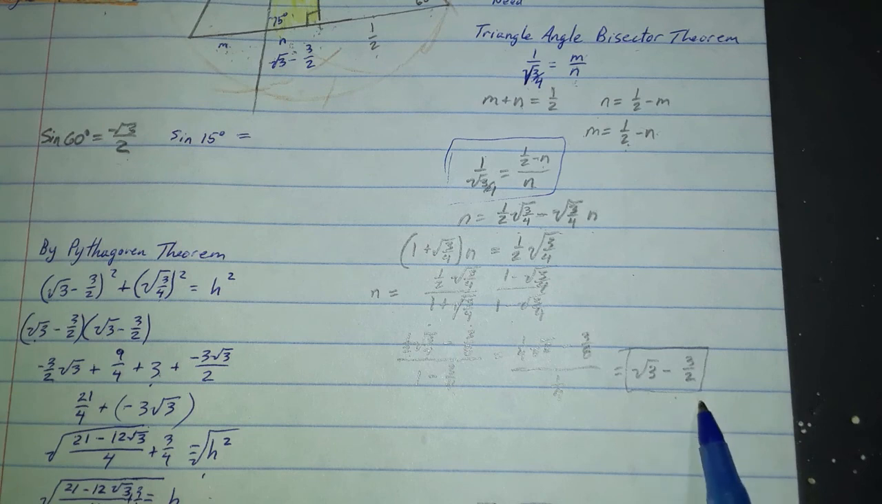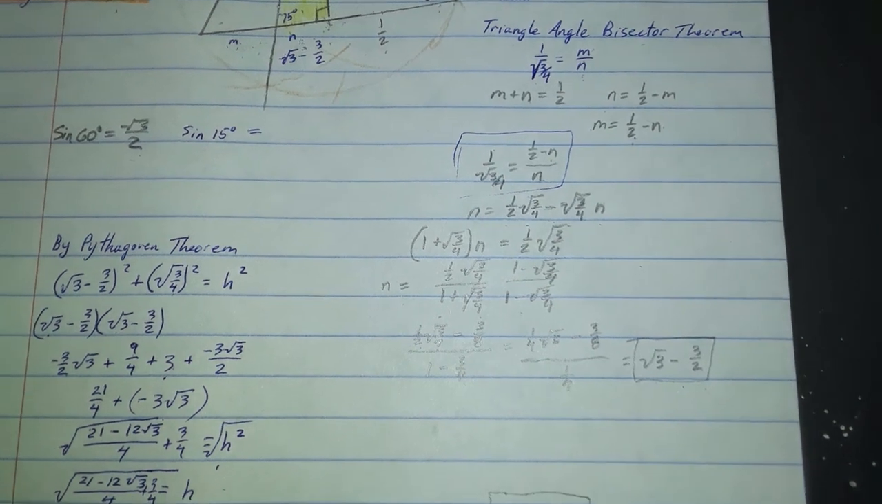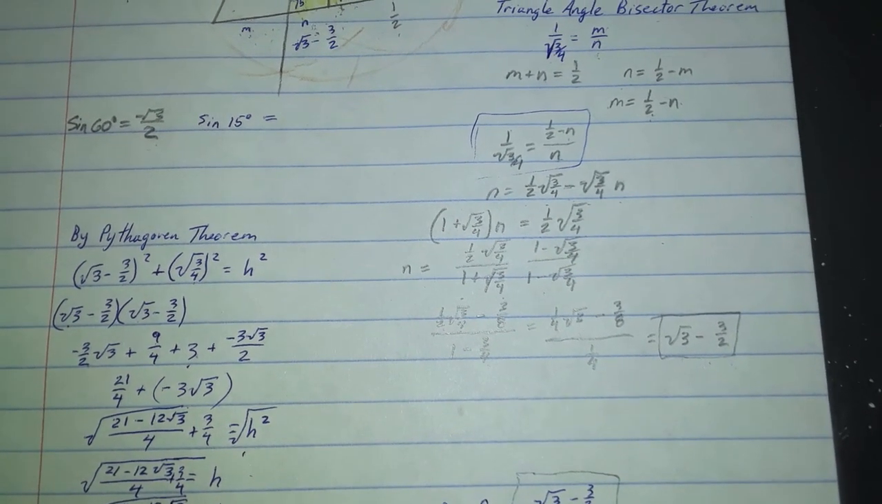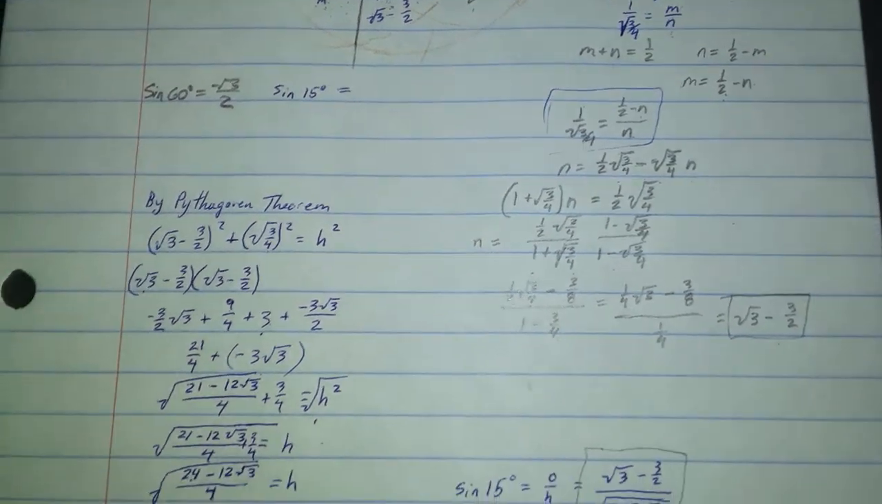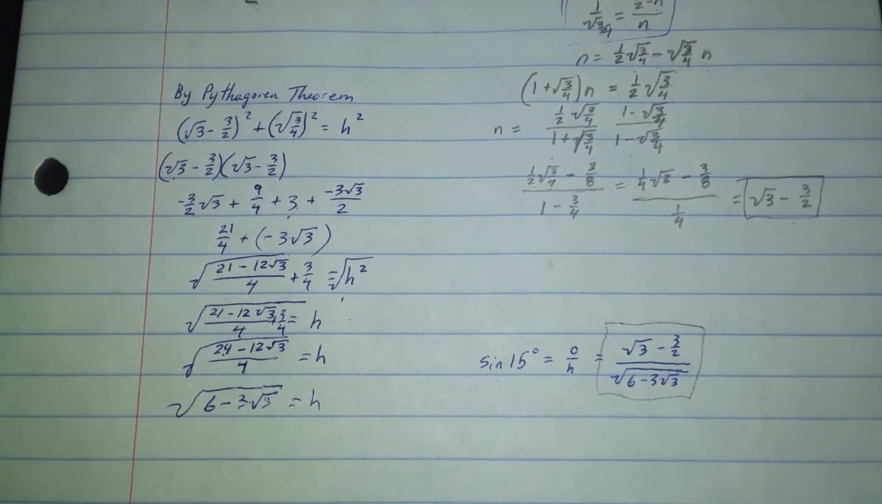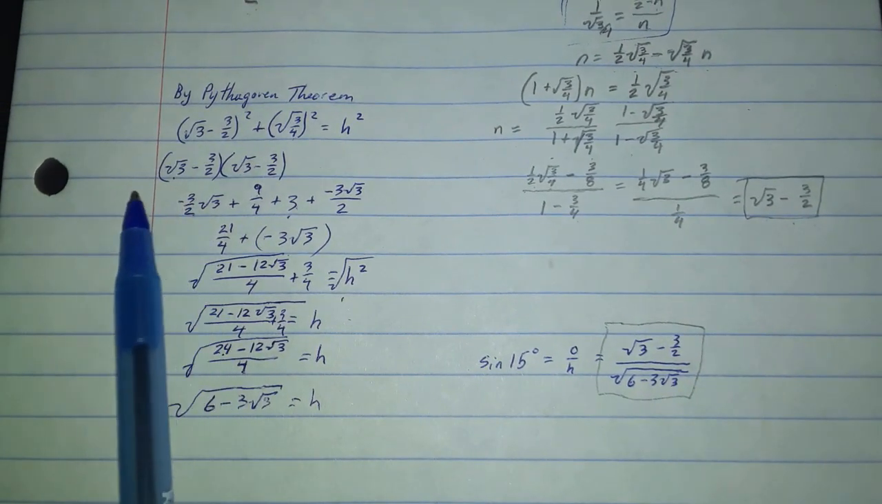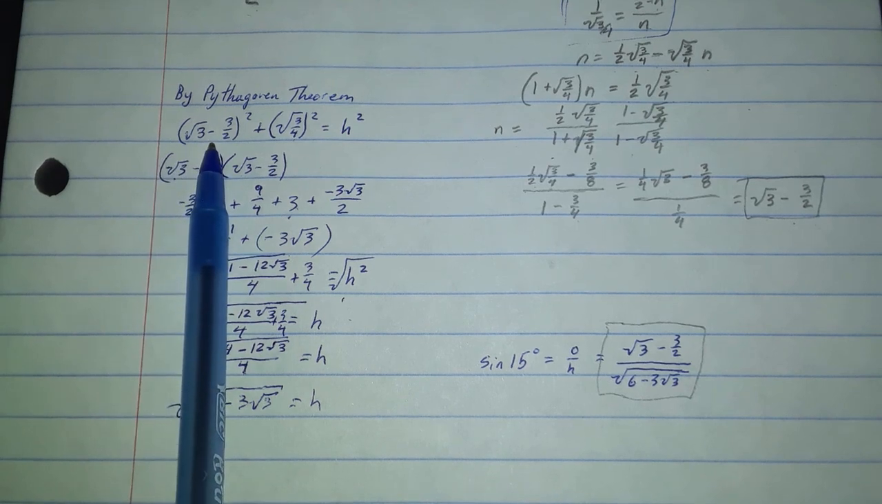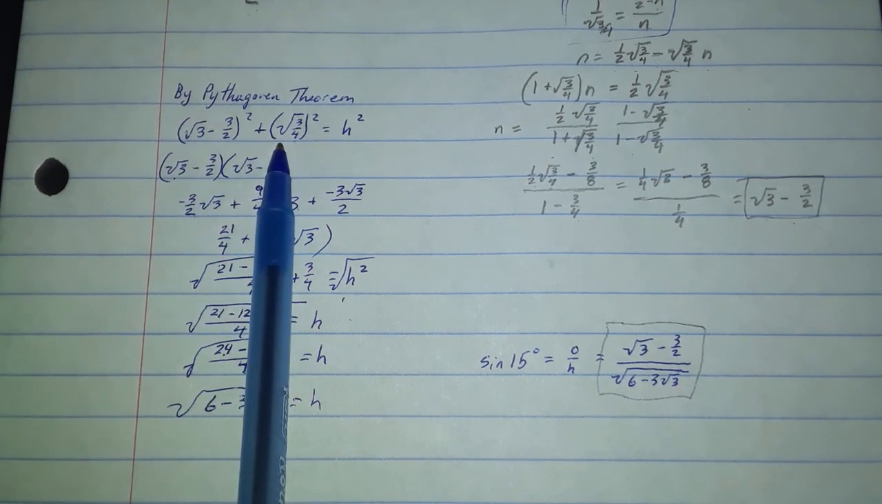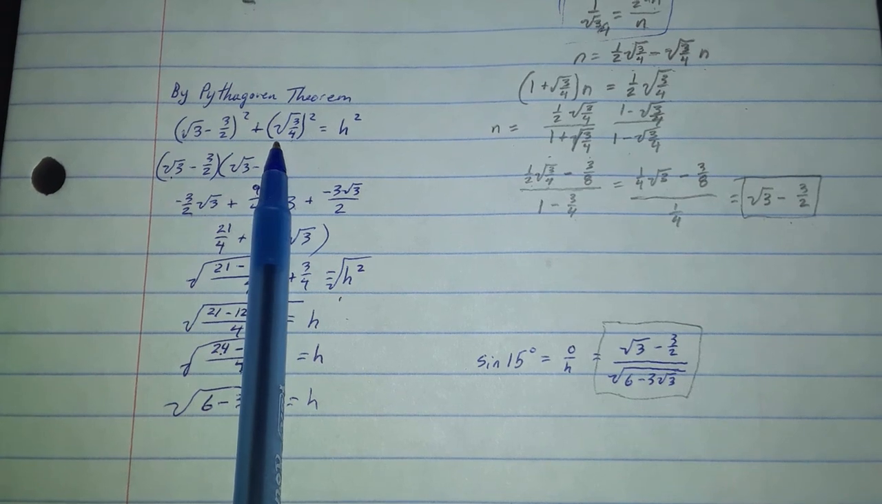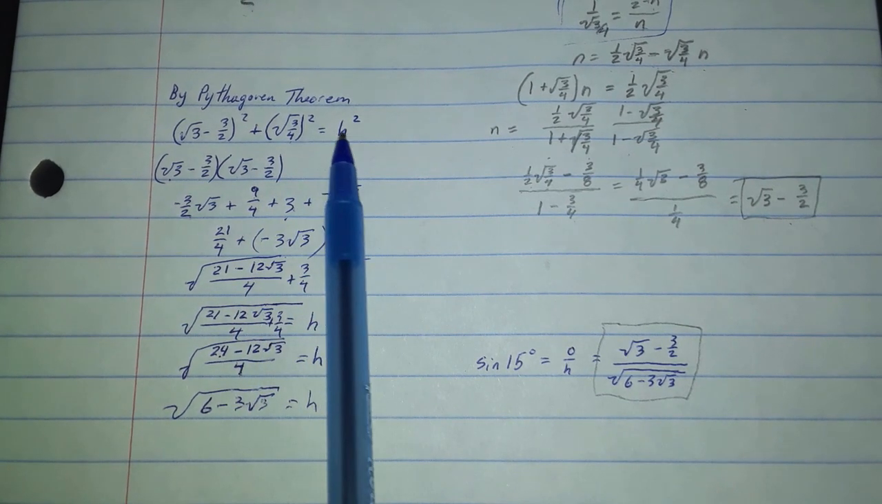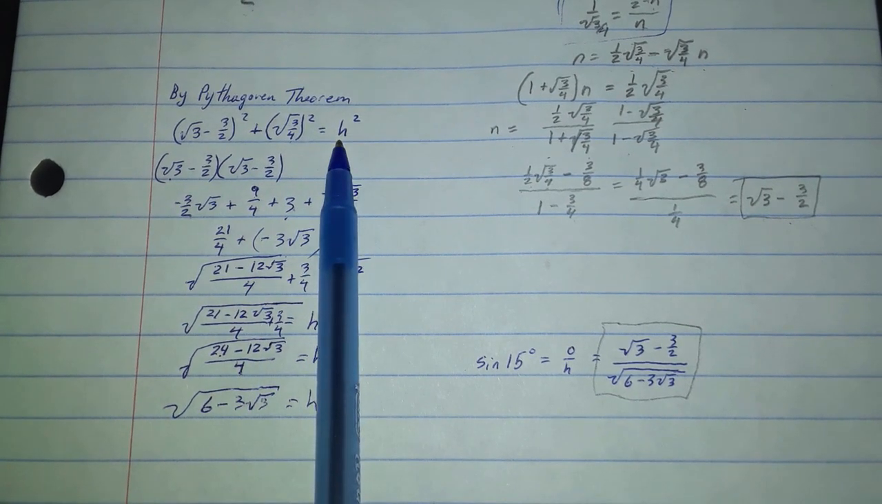And then I'm going to take that value along with the square root of 3/4, and I'm going to put them into the Pythagorean theorem. And so that's what I have going on over here to the side. So using the Pythagorean theorem, I'm going to square the term that I just got. I'm going to add it to the square root of 3/4, which was the original height of the triangle, and solve for this unknown hypotenuse.